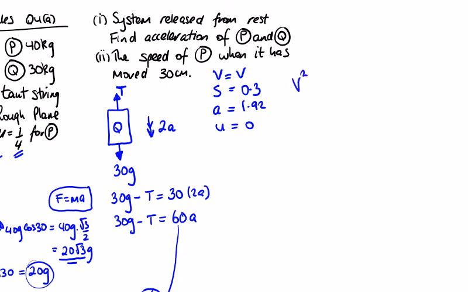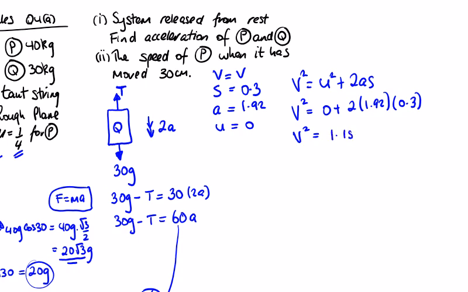So V squared is equal to U squared plus 2AS. V squared is equal to 0 plus twice 1.92 times 0.3. So the right hand side is going to give me 0.6, 60% of 1.92. Do that again, we're going to get 1.152. So V is equal to 1.07 m s to the minus 1.